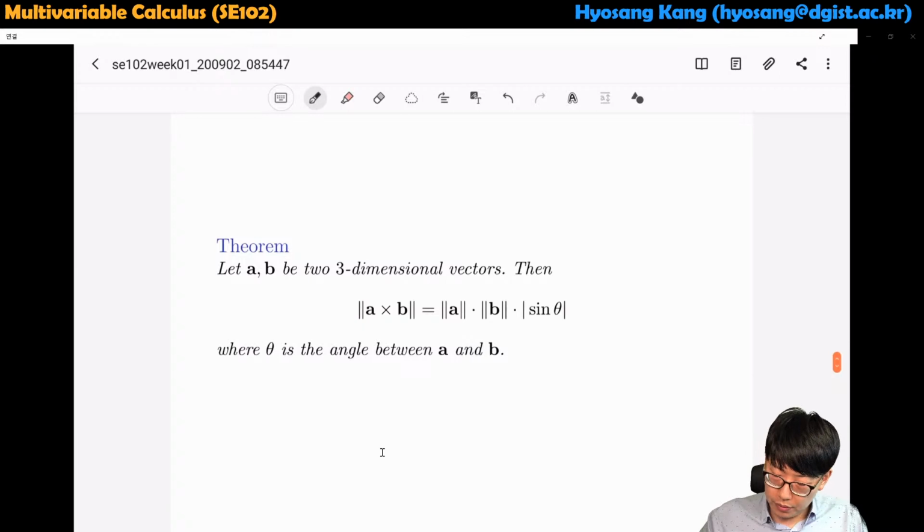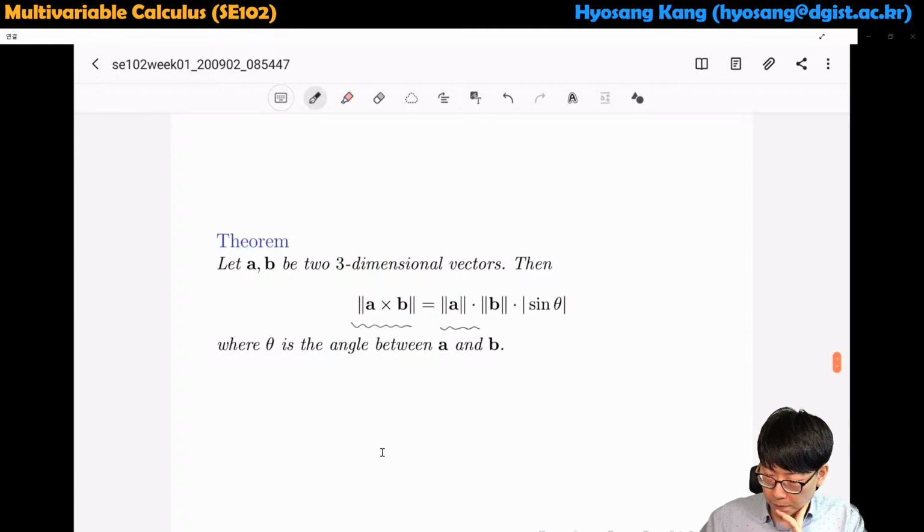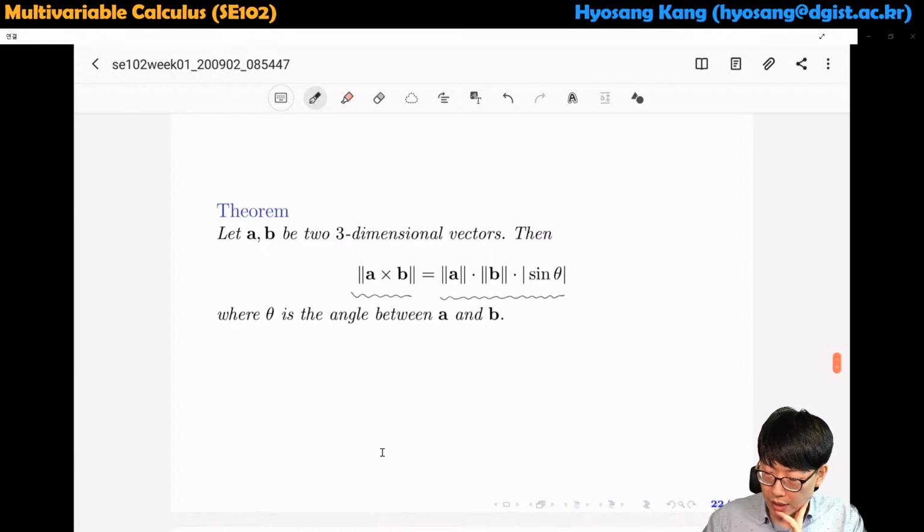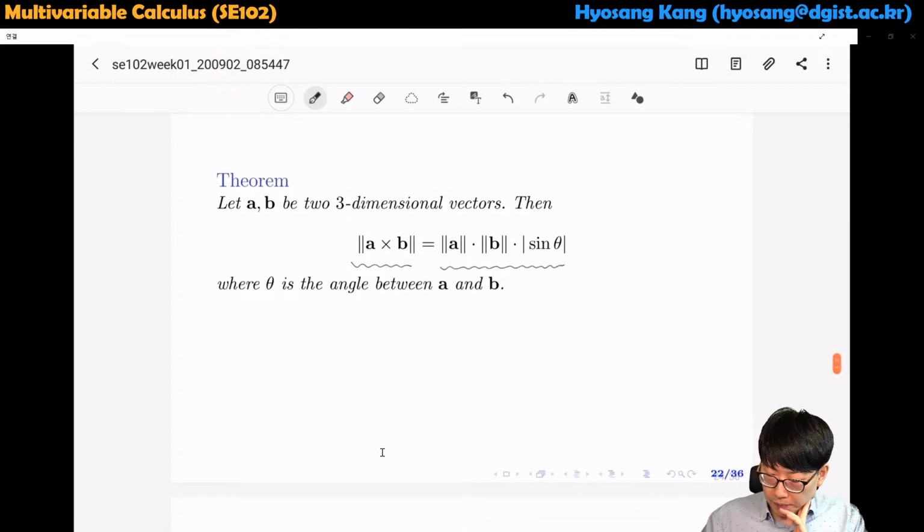Alright, so this theorem is similar to the theorem that we discussed earlier about the dot product. It's a little bit different. One thing it shows is that the norm of the cross product is equal to this value. So the norm is always positive or 0. So this part, the left hand or right hand side, is always a positive or zero number. And theta is the angle between A and B, and you get the sine theta, right?